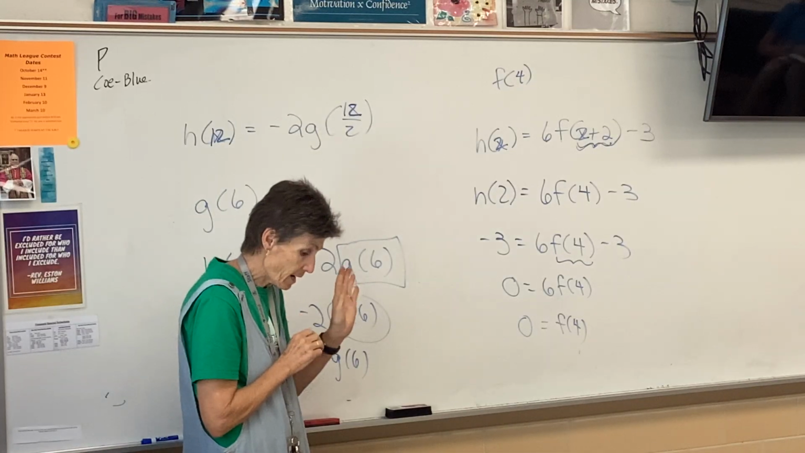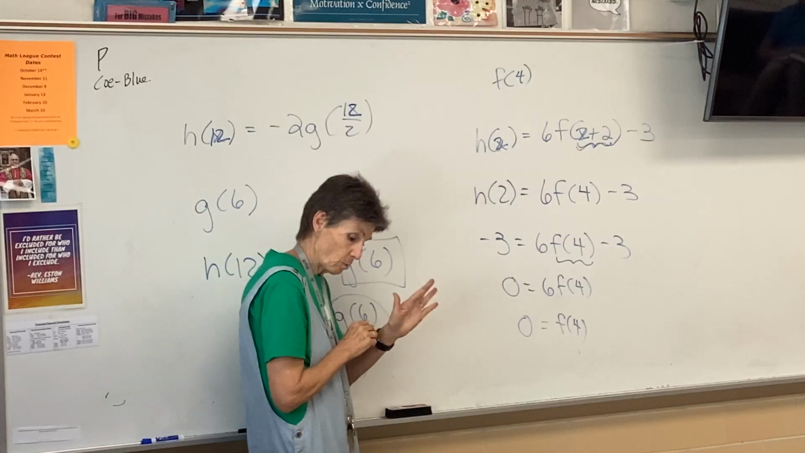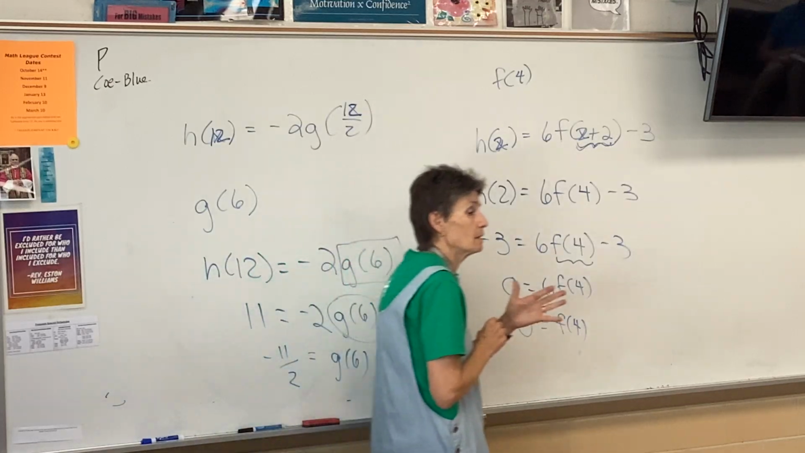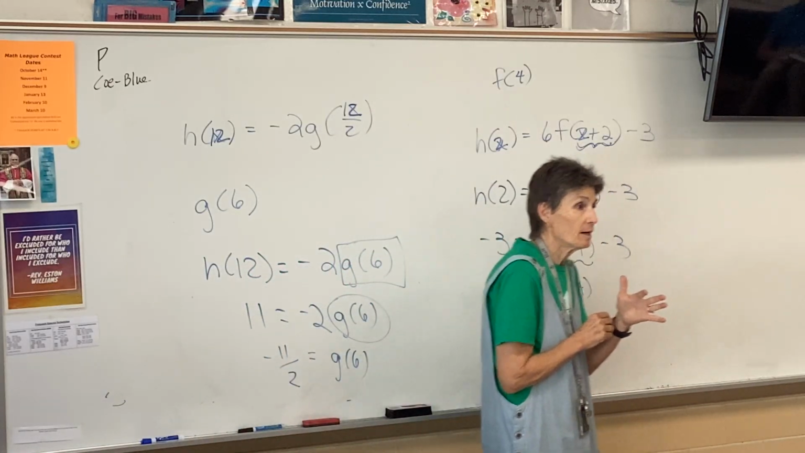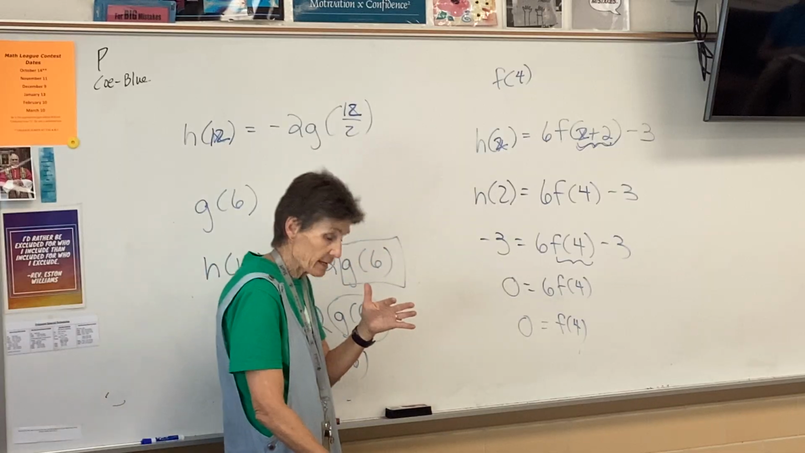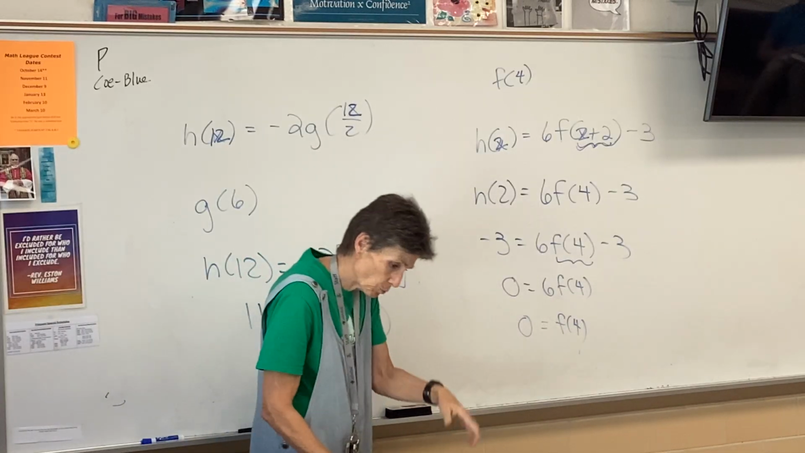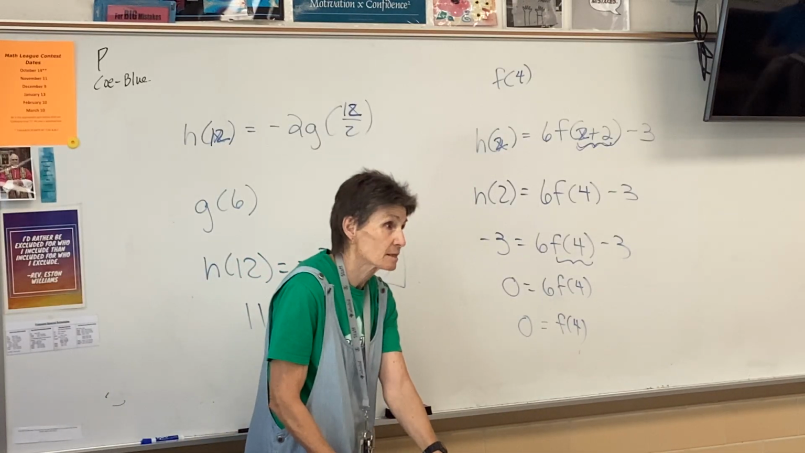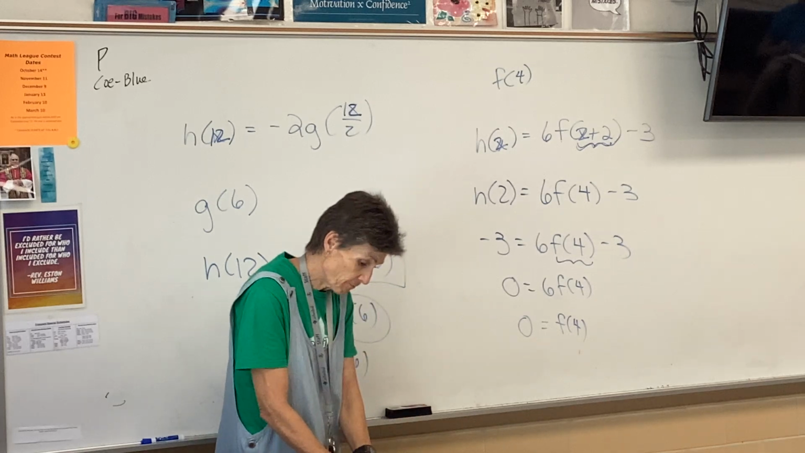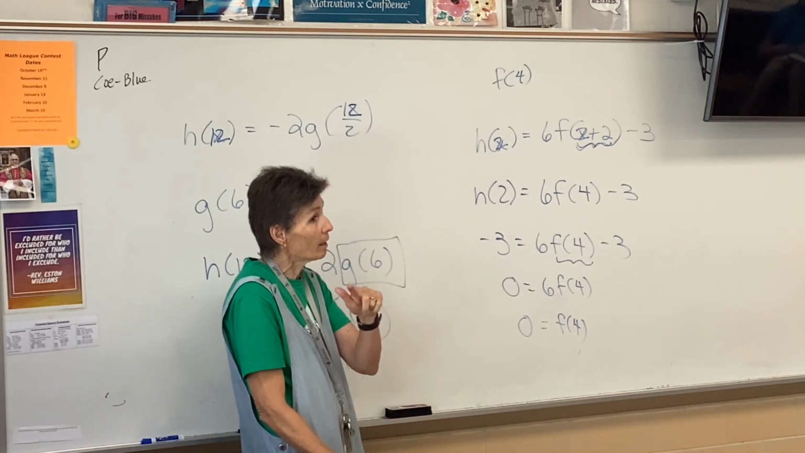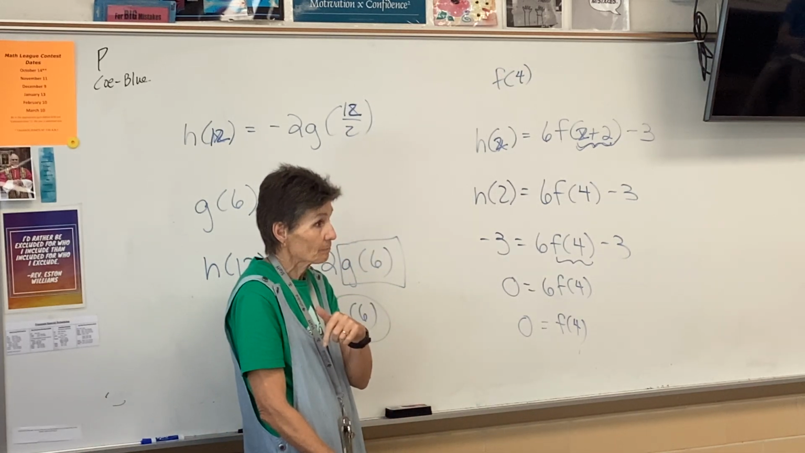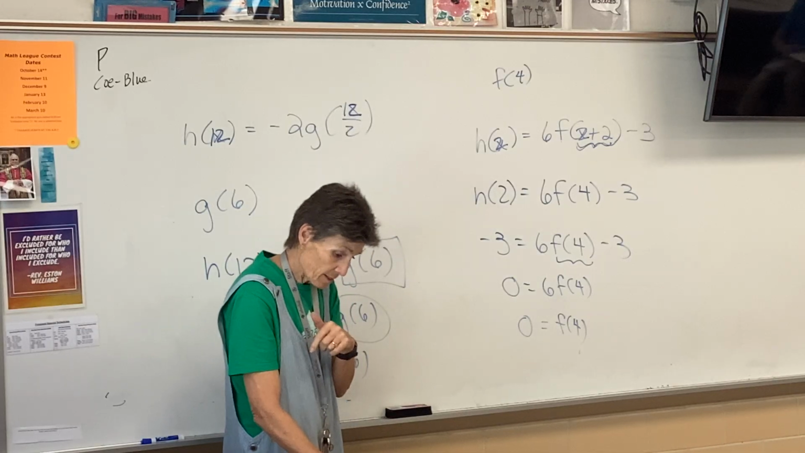We're about out of time. How do you do problem B? What does that notation mean? Find h of negative 5, which would be 6. And then find w of 6, right? And then same thing with c.